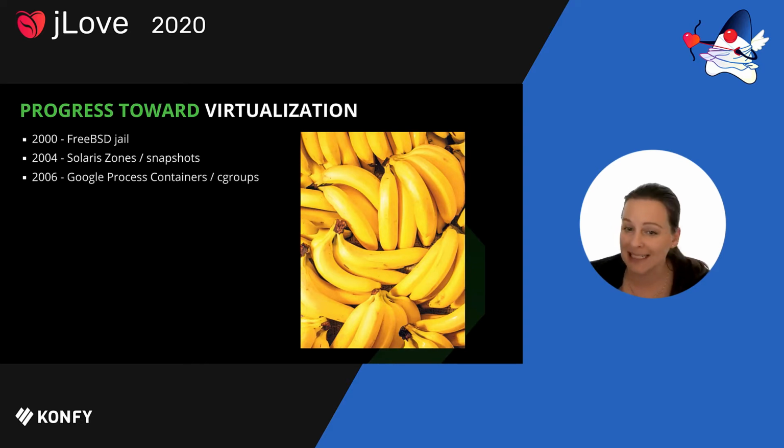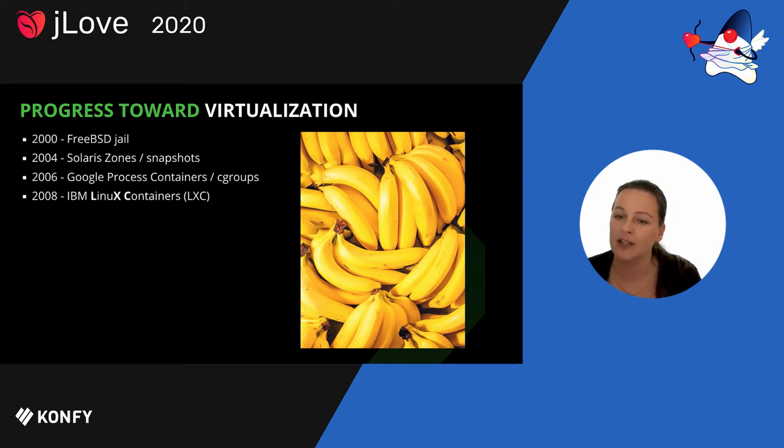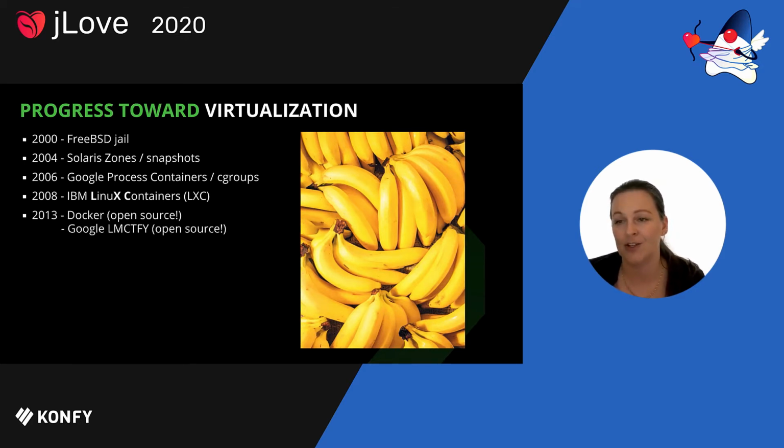In 2006, Google jumped in with their process containers. Those were later renamed cgroups, probably a more familiar term for you, which centered around isolating and limiting the resource usage of a process. Moving right along, in 2008, cgroups were merged into the Linux kernel, along with Linux namespaces. That led to IBM's development of Linux containers. So 2013 is when things got really exciting.